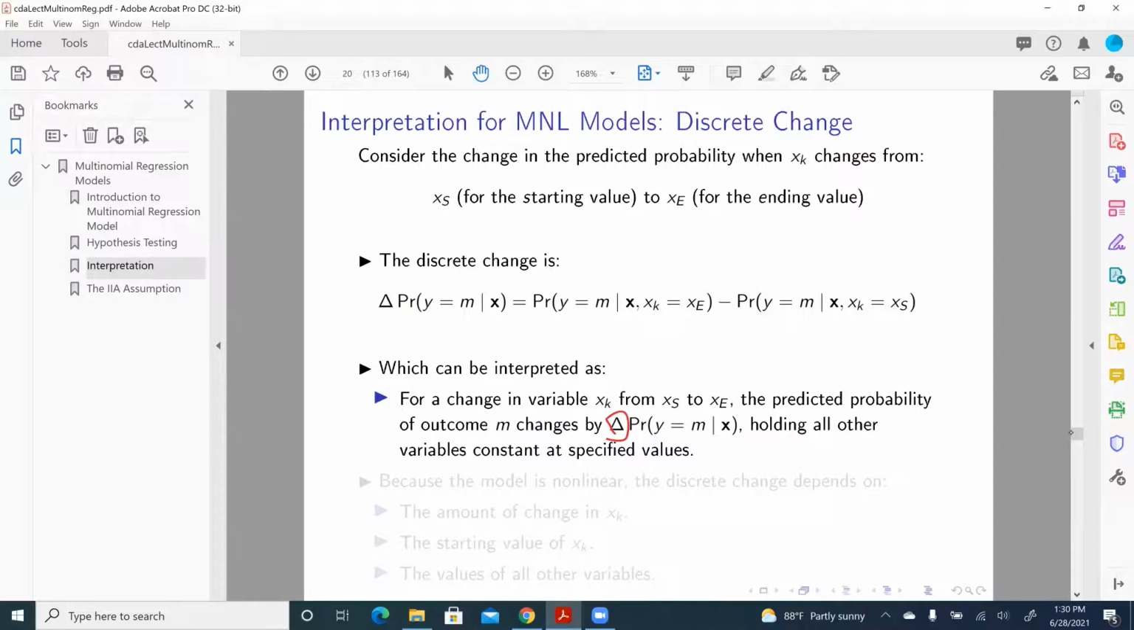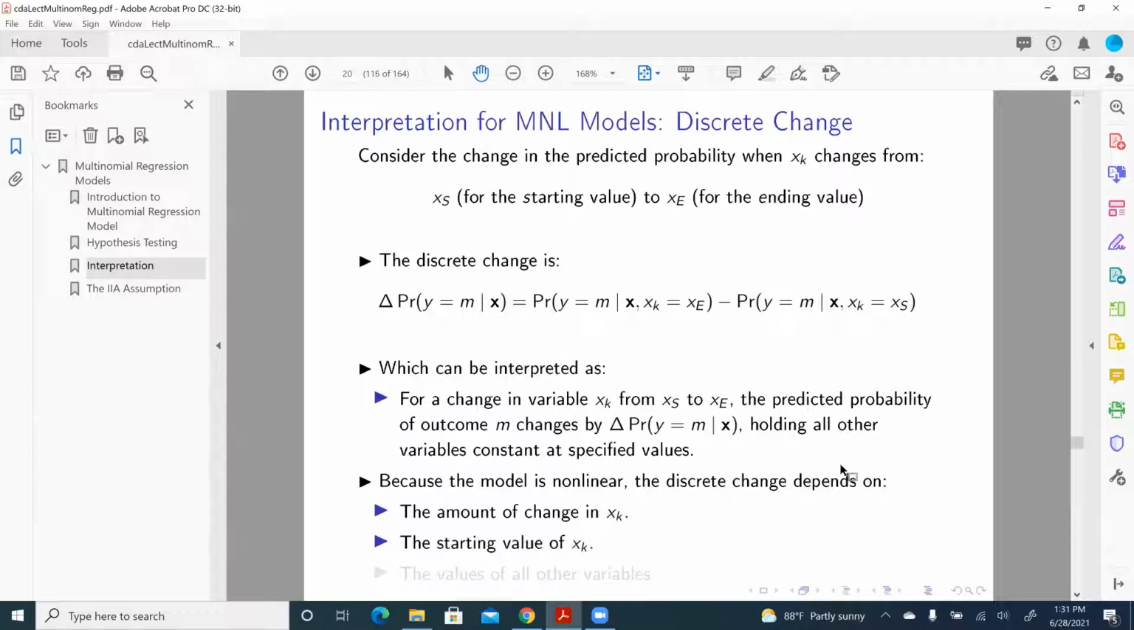So at specified values, okay? Not only constant, but at specified values. Once we change the values of other covariates, that discrete change is going to change. The same applies to partial change. Because the model is nonlinear, the discrete change depends on the amount of change in xk, the starting value of xk, that is x_s, and the value of all other variables. Of course, also the ending value of xk, that is x_e.